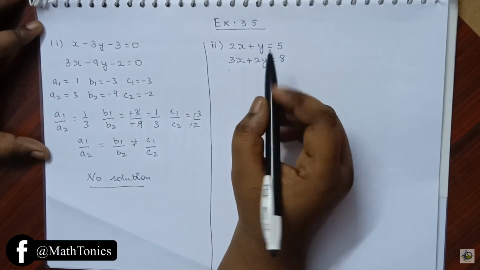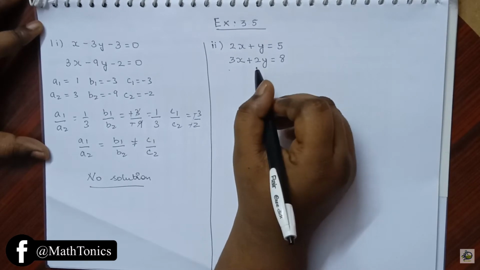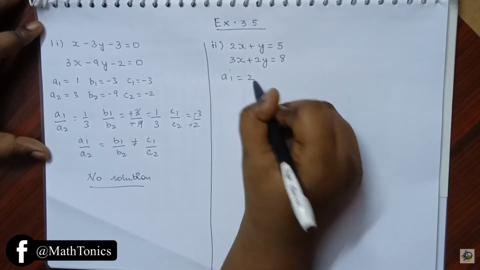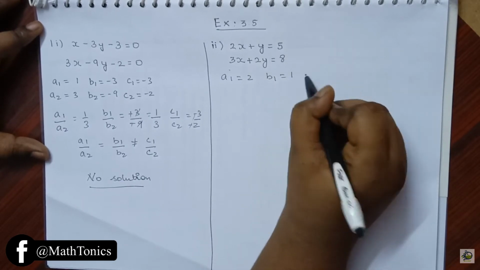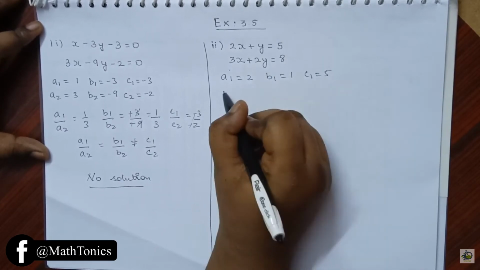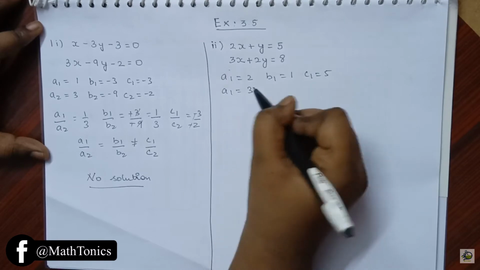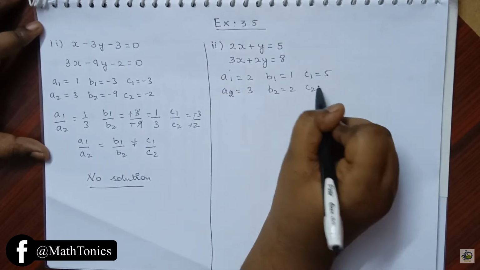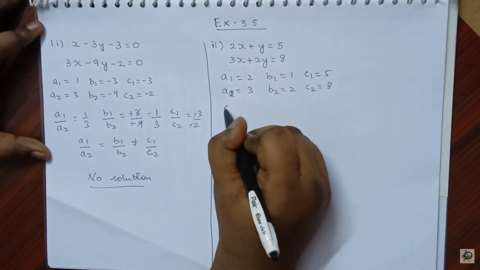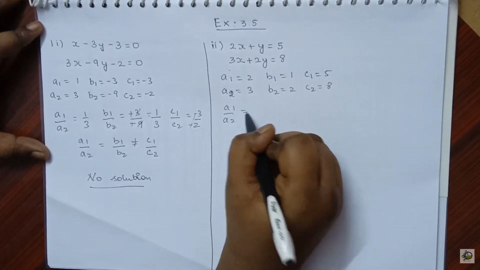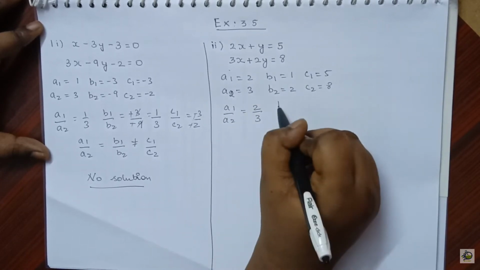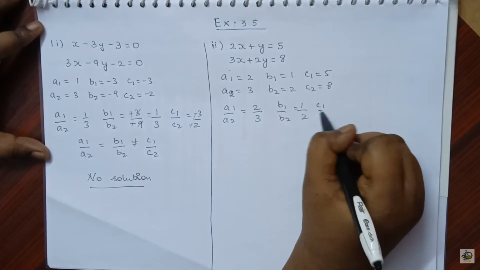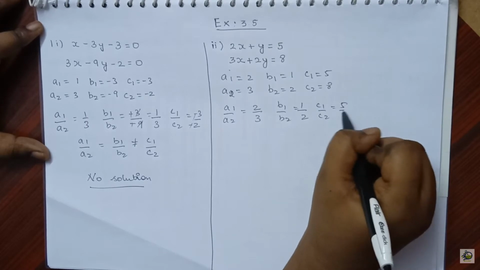Here we are going to check what kind of solution the equations have. So a1 is 2, b1 is 1, c1 is 5. a2 is equal to 3, b2 is equal to 2, c2 is equal to 8. Now let's check. a1 by a2 is equal to 2 by 3, b1 by b2 is equal to 1 by 2, c1 by c2 is equal to 5 by 8.